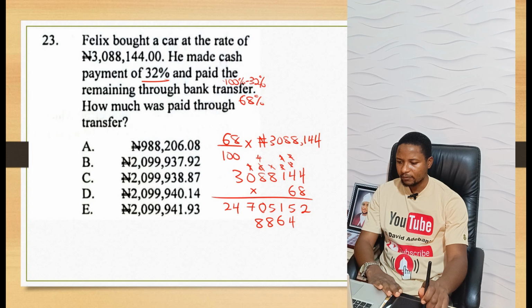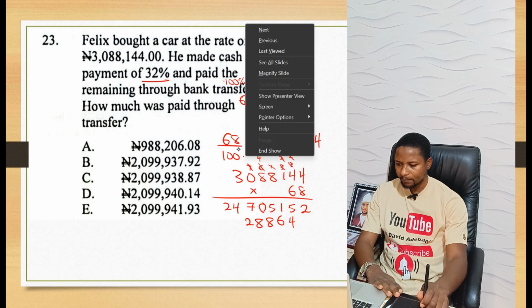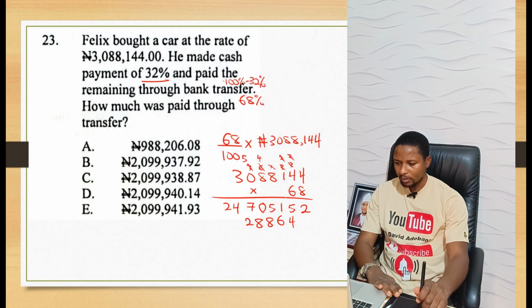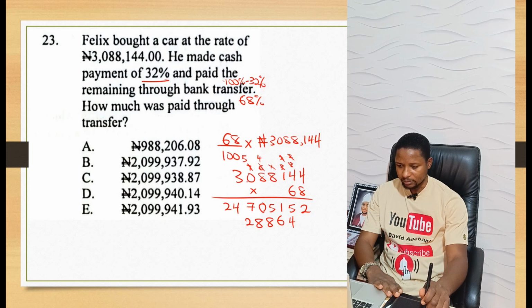48, 49, 50, 51, 52. Are we together? Carry what? 5. And then 6 times 0, that's 0 plus 5. You have your 5. And then 6 times 3, you have 18.